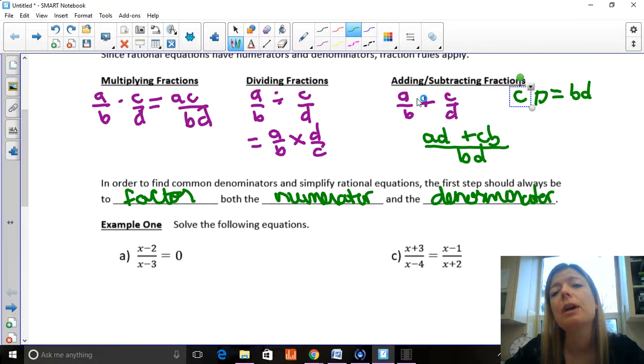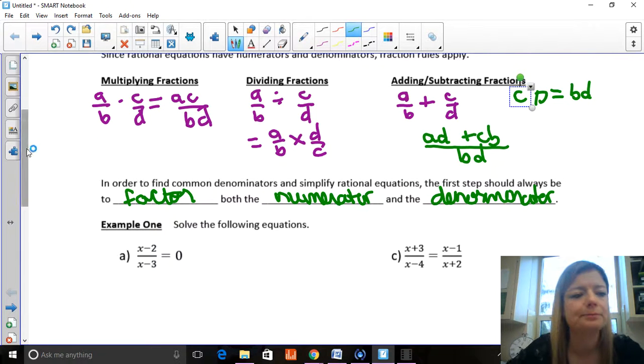If you're adding or subtracting, you need a common denominator. So in this case, a over b plus c over d has a common denominator of bd. That means that a has to be multiplied by d, c has to be multiplied by b, and you can write it as one fraction with the addition on top because now they have the same denominator. So that will help you guys out.